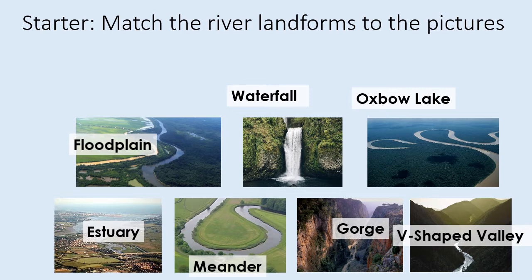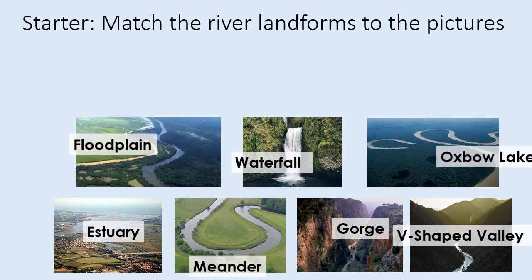And that leaves us with 2 left. So a waterfall, again, nice and simple, it's that one there. And again, typical of an upper course river. And an oxbow lake, which is a middle course feature we're going to look at later in the lesson. So hopefully that's got your brains back into gear and it's made you think about what some of those features might be.